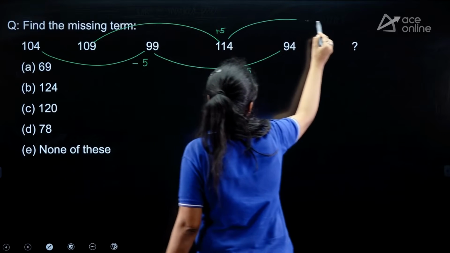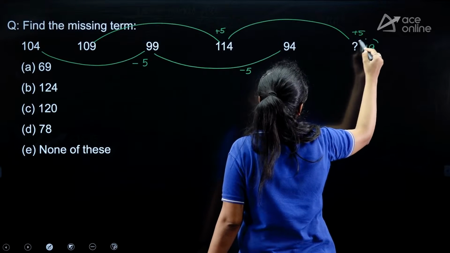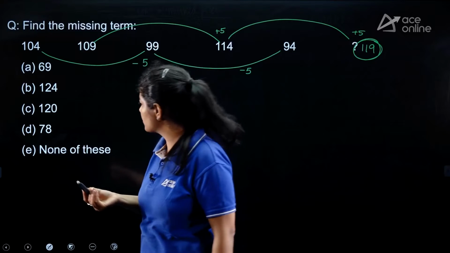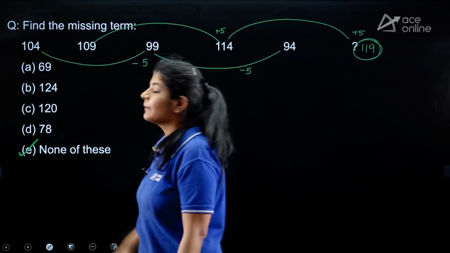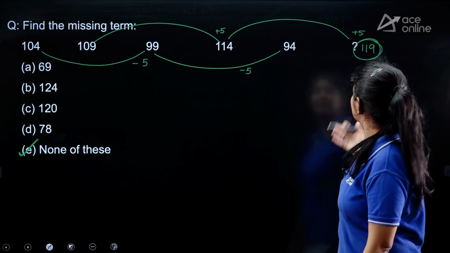+5. So again what I need to do, I need to add +5 in it, and here we got 119 as our answer. Do we have that in our option? No. That means option number E is the correct one. This is a very easy one.